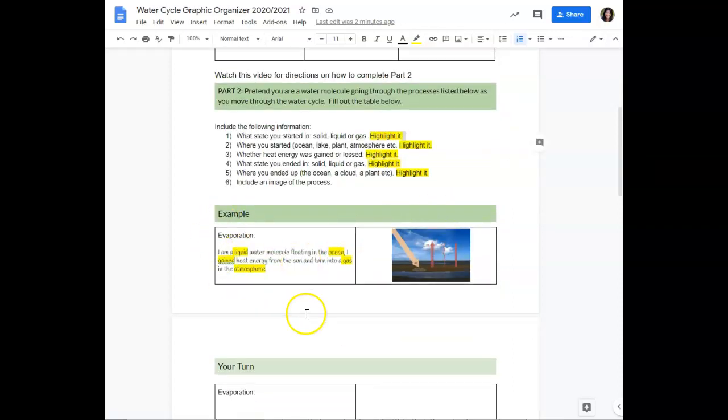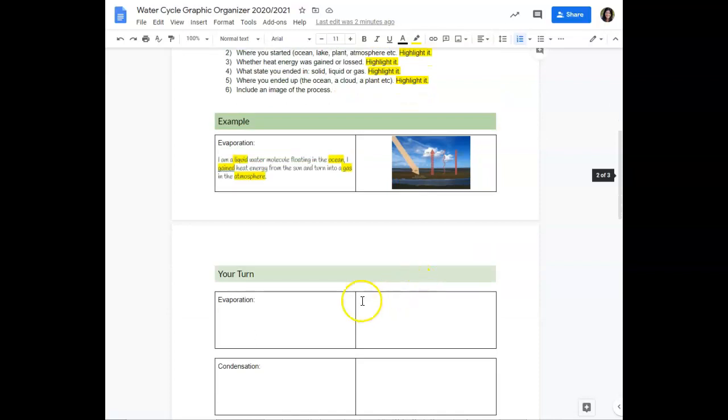Okay. So I gave you an example for evaporation, and I showed you how to do all of these things. Oh, and then yes, include an image of the process. So I Googled evaporation and I came up with this visual that shows a reader what evaporation looks like. I want you to do that for each of these terms. So go ahead, here's your example for evaporation. Don't use mine exactly, but you can use the general idea.